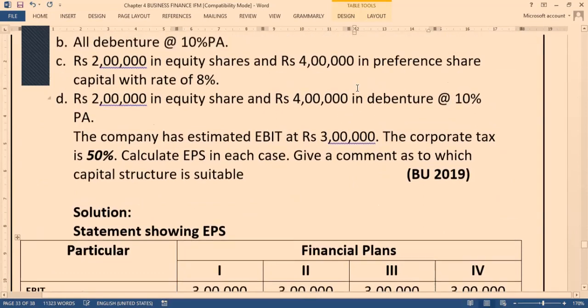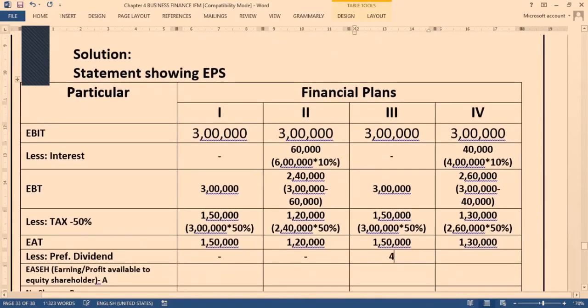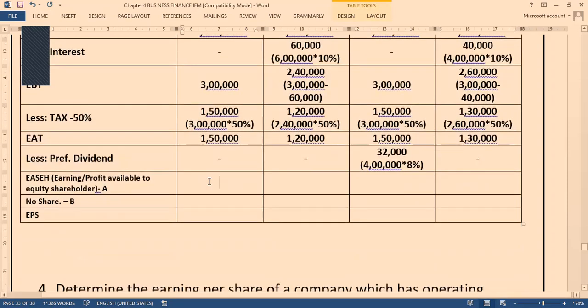Okay, that means what we are focusing on is preference share, 4 lakh into 8%. You will be getting approximately 3 lakh, sorry, 32,000. Okay, 32,000. Now again in the fourth case we don't have anything. We're putting it as minus itself.